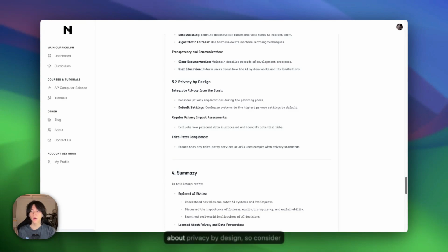And talking about privacy by design, consider privacy implications during the planning phase and configure systems to the highest privacy settings by default. So make sure that your privacy settings are your top priority and you actually spend some time on those. Also evaluate how personal data is processed and identify potential risks, and ensure that any third-party services or APIs used within your applications comply with privacy standards.